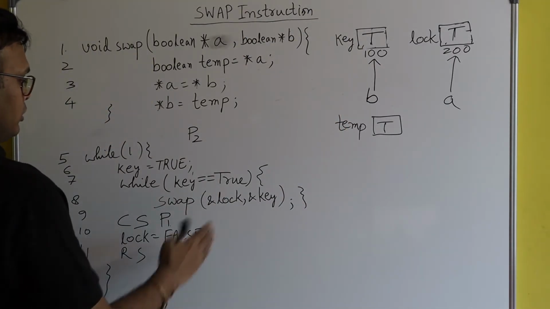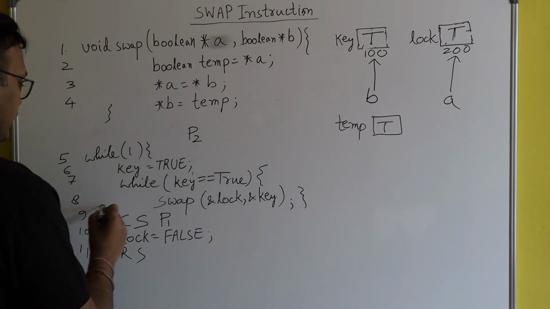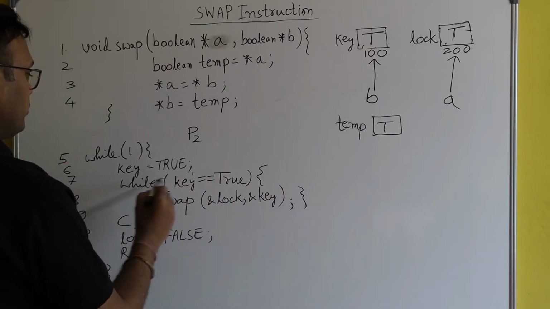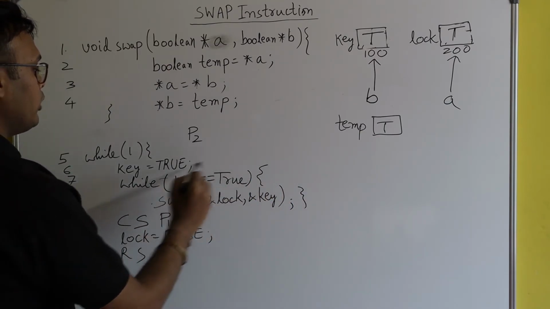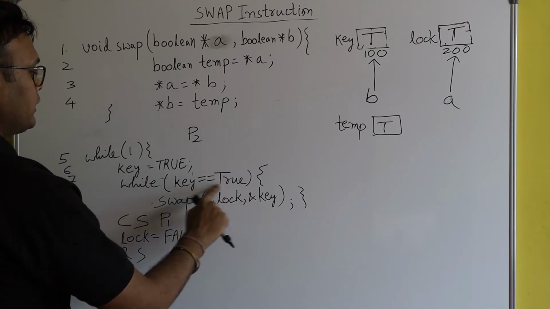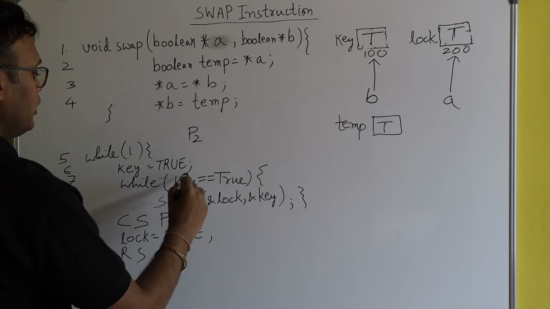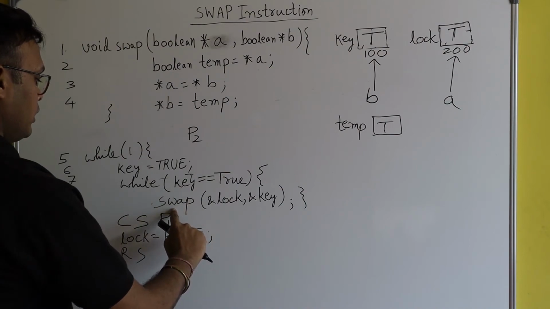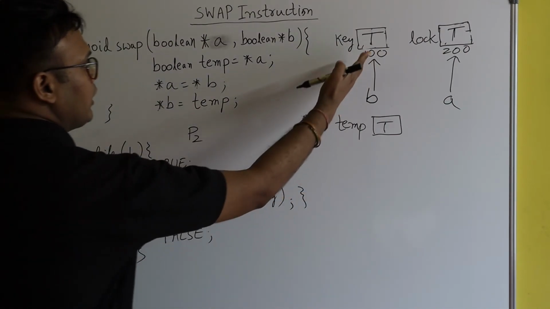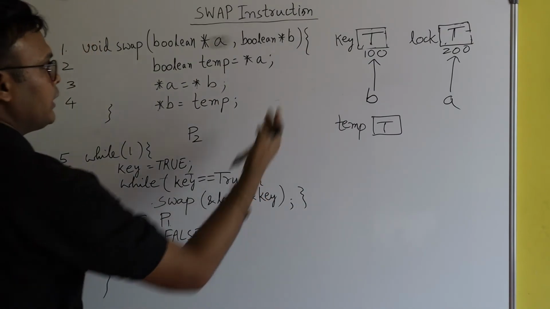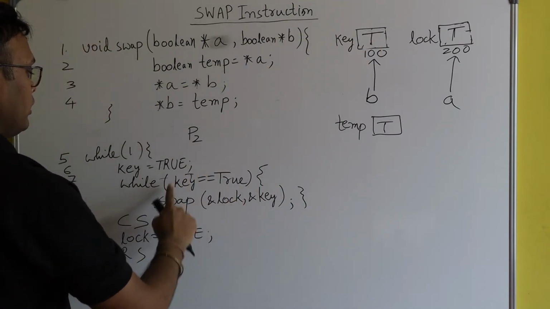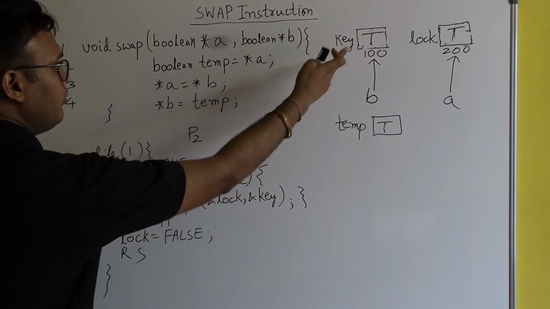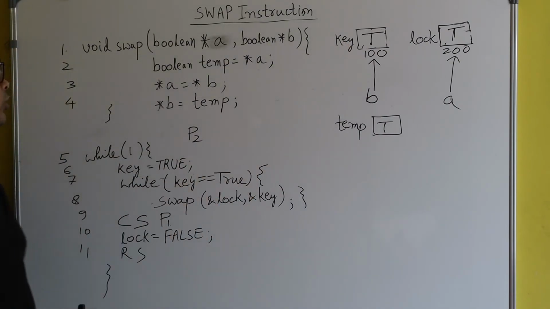Okay. So again, after executing line number 8, P2 will execute this again, because it's a while loop and it will keep on executing until this condition becomes false. So here true is equal to true, the condition is true. Again P2 will call this swap function. There it will again be true and true, nothing will happen, the key will remain true. So this will keep on happening because the value of key will remain true. True is equal to true.